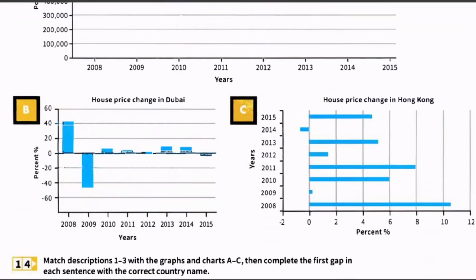So B is like the bar chart or something. Is it a bar chart? Yes, it is a bar chart. It is a bar chart where it shows a positive change, that is an increase, and it also shows a negative change, that is the decrease in price change. Okay.